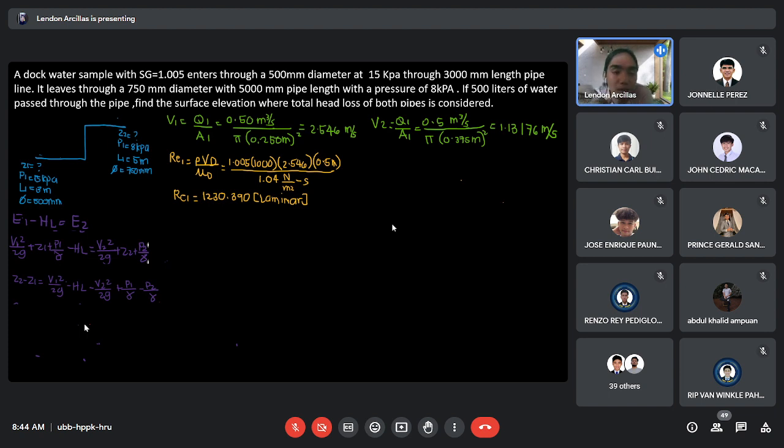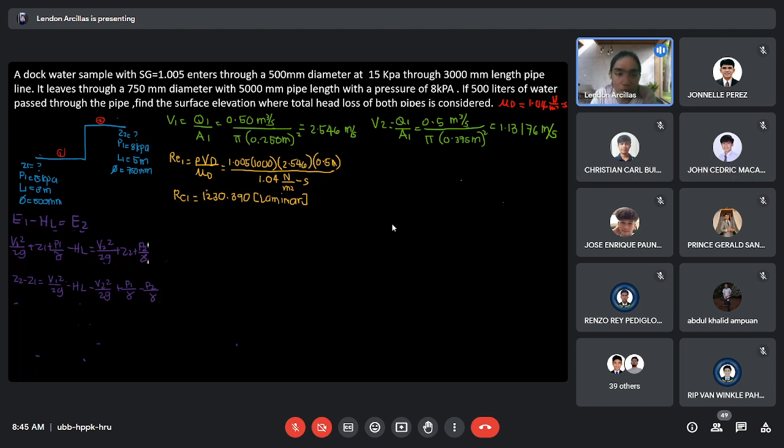And since paghanap ng friction, kailangan muna natin alamin yung type ng flow, so kailangan muna natin isolve ito, Reynolds number. So hindi pala nabigay dito yung viscosity which is 1.04 Newton second per meter squared. So this is the formula for Reynolds number at point 1. Since dalawa yung pipe niya, pipe 1 and pipe 2, so dalawa din yung friction niya.